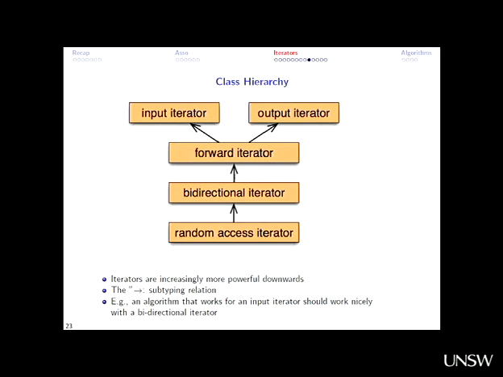A forward iterator allows you to move forward over the collection and change the values as you go, but it doesn't allow you to move backwards. A bidirectional iterator allows you to move forward or backwards and view or change the values across the container. And a random access iterator allows you to go directly to the middle of the container and, again, change or view the values. And so it's sort of a hierarchy there, and there's more power the lower you go down that hierarchy.